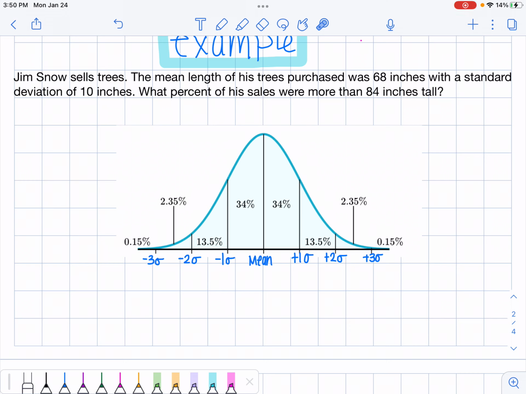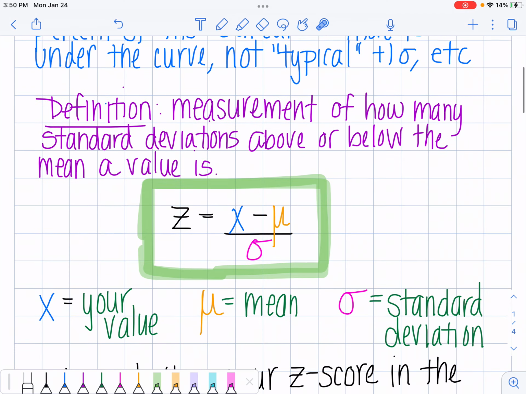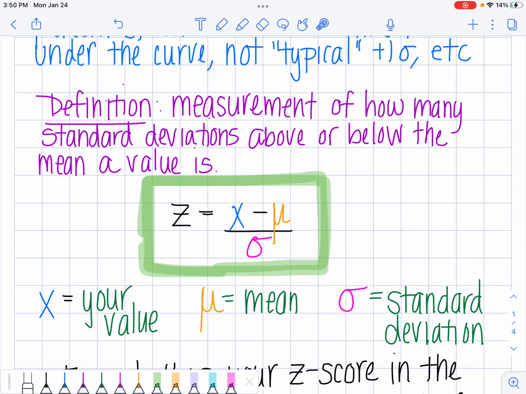But what if I want to look at something like 1.2? How much of my data am I really talking about? That's where the z-score comes in. It allows you to look under your bell curve using the percentages, but you don't have to guess. It gives you an actual value. Everything is not always just one standard deviation away; most of the time it's going to be some type of decimal. We want to find what our z-score is, and then we're going to use a table to look up and tell us what the percentages of our normal distribution are.